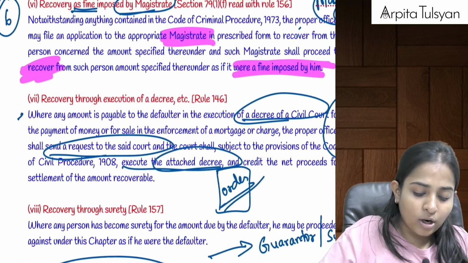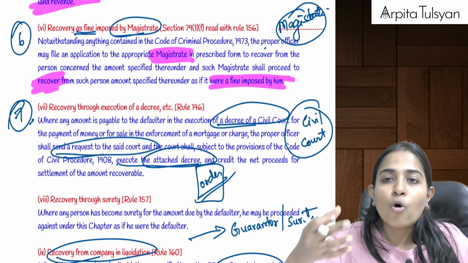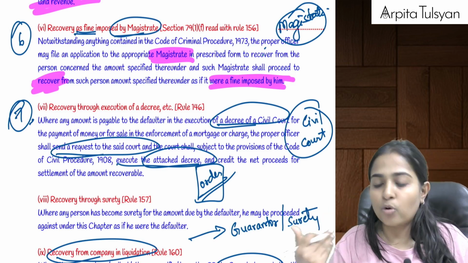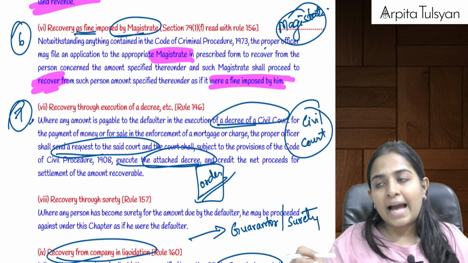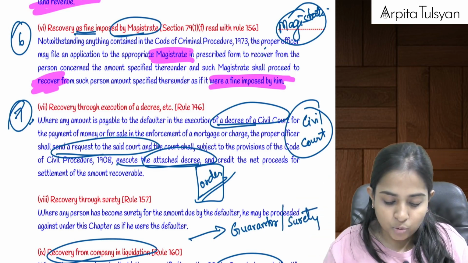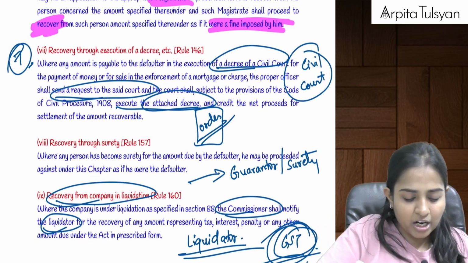Or alternatively, I will go to the court and take a decree, a court's order from the civil court as per the Code of Civil Procedure, and the court will give me the order that yes, you can go and do the recovery. You can exercise mortgage, you can exercise charge, etc.